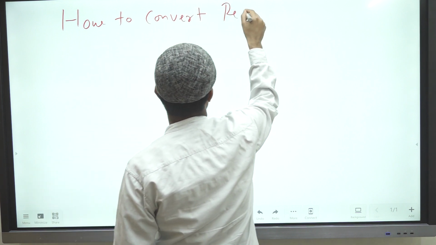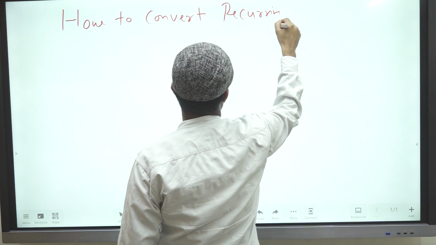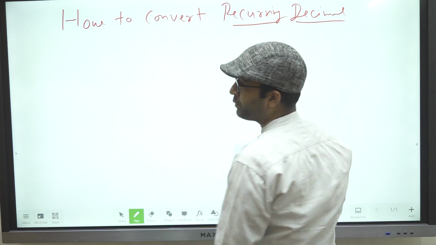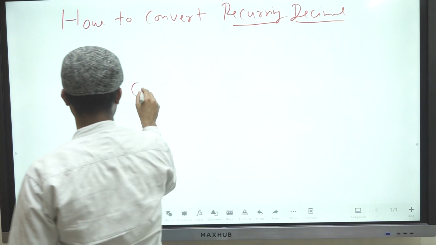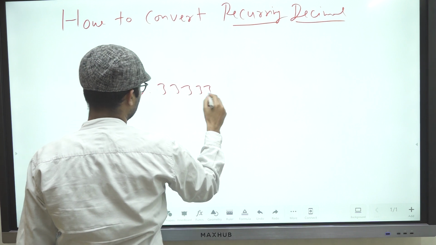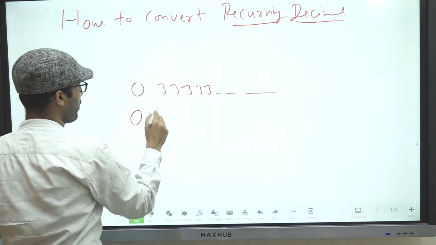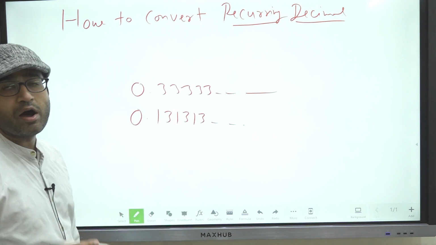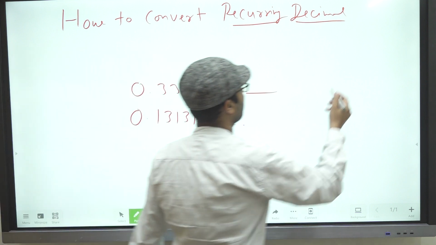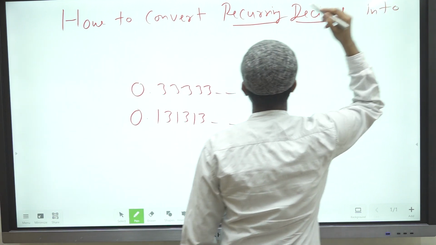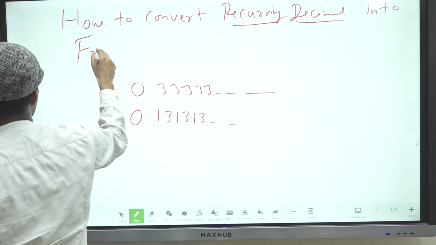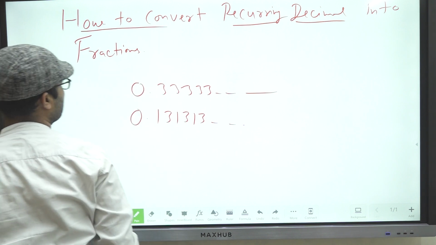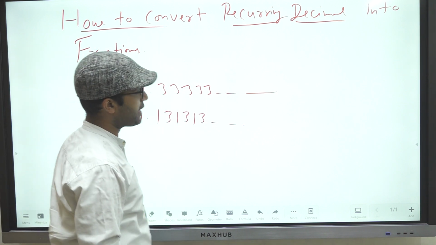Today's topic is how to convert recurring decimals. In the last class I told you what recurring decimals are, which are non-terminating but repeating. For example, 0.333333, 0.131313. So these are recurring decimals. Now our topic is how to convert a recurring decimal into a fraction. So we will see how we can convert this recurring decimal into a fraction.